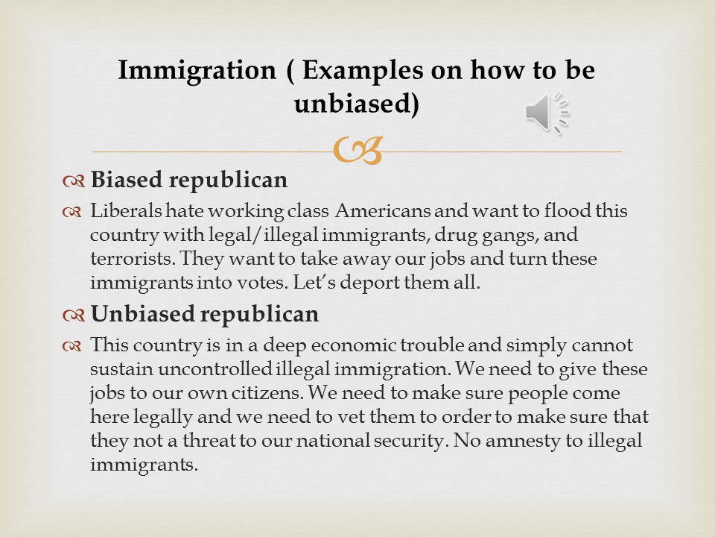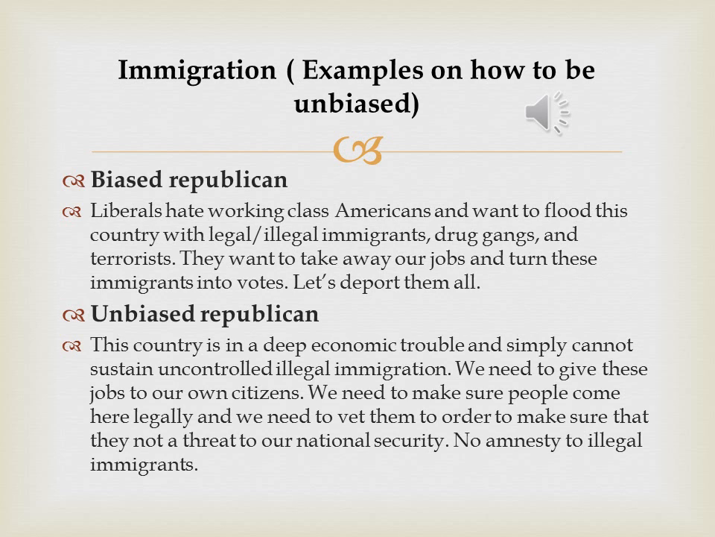Alright, now let's take a look at an unbiased Republican. This will be his or her argument when it comes to immigration. This country is in deep economic trouble and simply cannot sustain uncontrolled illegal immigration. We need to give these jobs to our own citizens. We need to make sure people come here legally, and we need to vet them, meaning carefully check who they are, in order to make sure that they're not a threat to our national security. And we don't want any amnesty for illegal immigrants. Amnesty means if an immigrant has been here illegally for a while, they can become legal.